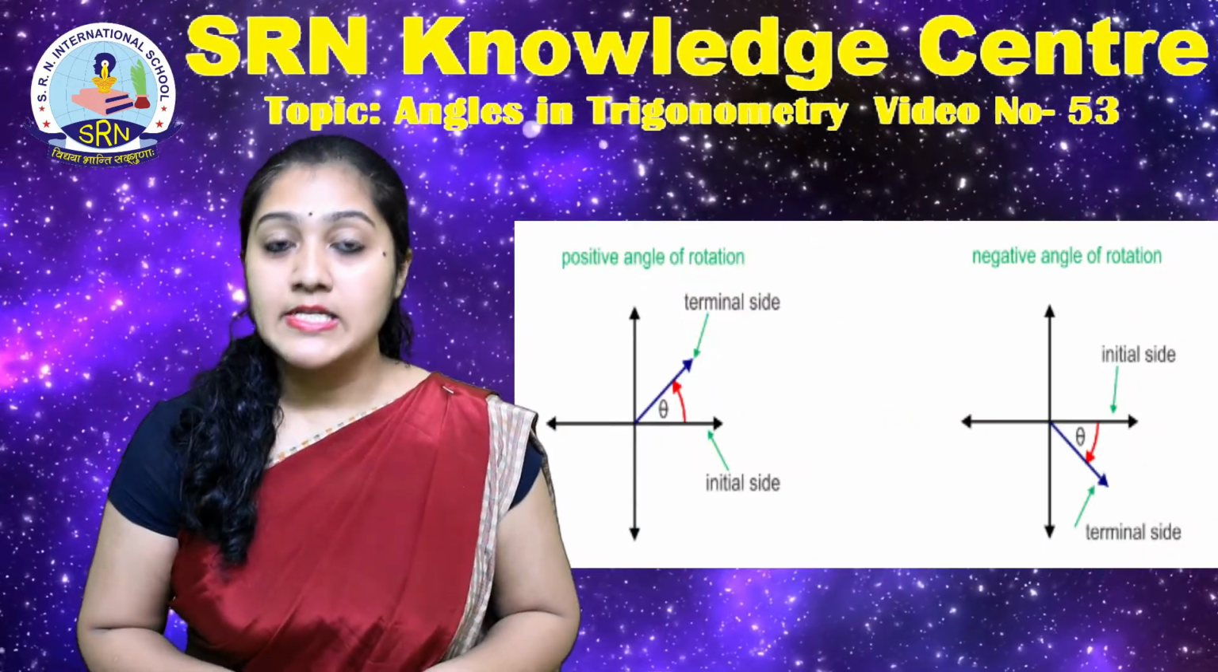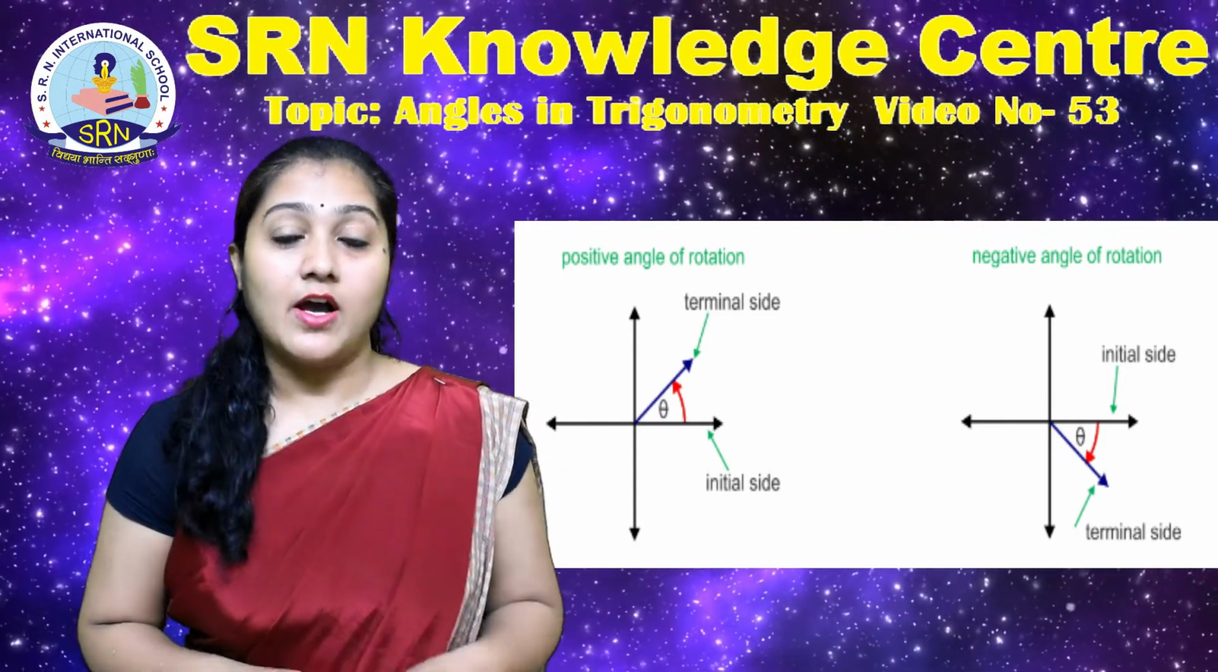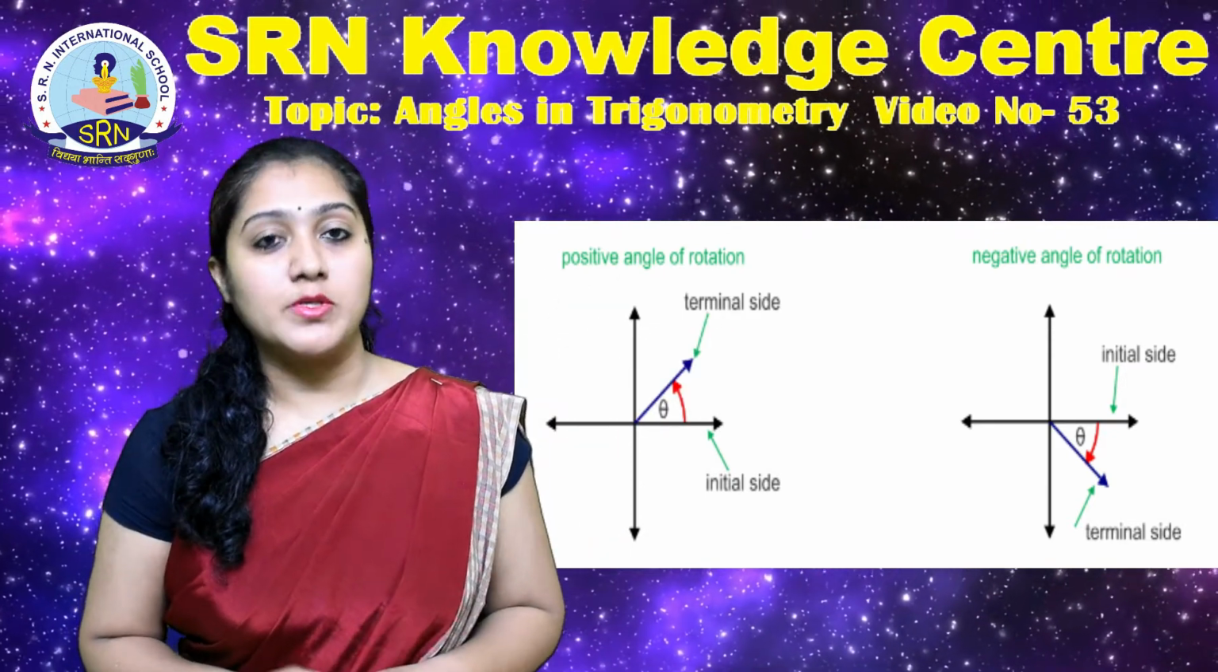If the ray rotates in the anti-clockwise direction, the angle is considered as positive, and if the ray rotates in the clockwise direction, the angle is considered to be negative.